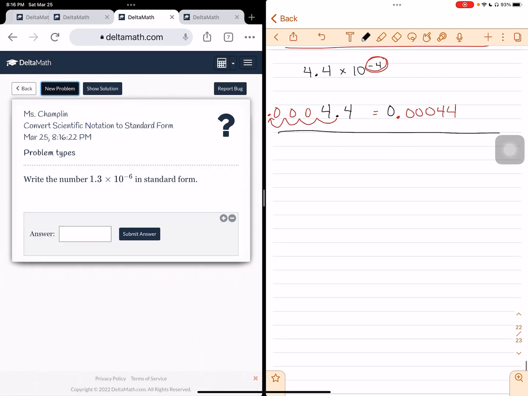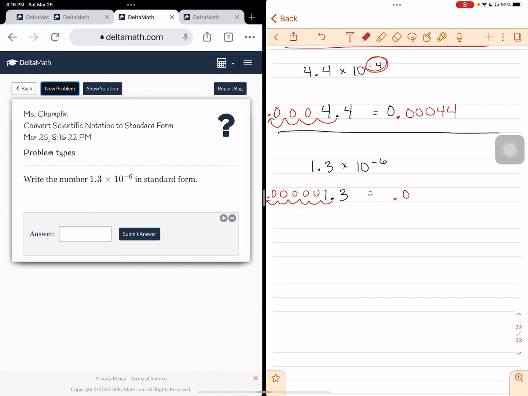All right, here's one more with the negative exponent that I'll do. So we have 1.3 times 10 to the negative 6 power. So I'm going to write out the number, and then I'm just going to focus on moving the decimal 6 places to the left. 1, 2, 3, 4, 5, 6. Sorry, I kind of ran out of room here. So that means I need to add in 5 zeros.